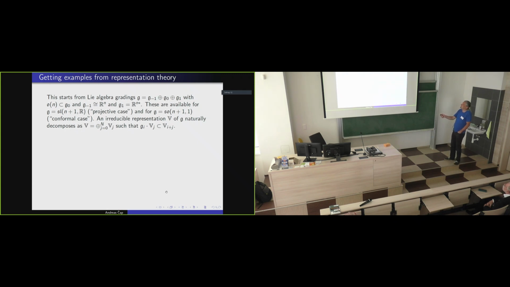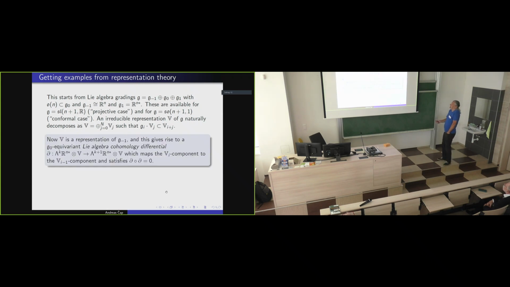Okay? So now you start with an irreducible representation V of G. Then you can decompose this in a natural way according to eigenvalues of the grading element in such a sum, which has the property that Gi acting on Vj is contained in Gi plus j. In this sum, G minus 1 moves you down, G1 moves you up, G0 preserves the levels. So in particular, each of these Vj's is ON invariant and therefore something that we can build a natural bundle from. But the whole representation of G is also a representation of G minus 1, which algebraically seen is rather boring. This is an abelian Lie algebra and you have a representation, so what? But the interesting thing is this gives rise to a Lie algebra cohomology differential, which is G0 equivariant.